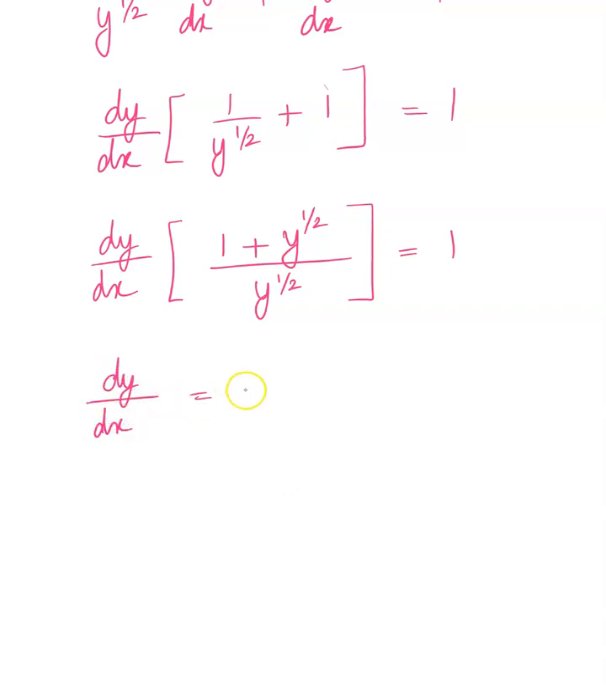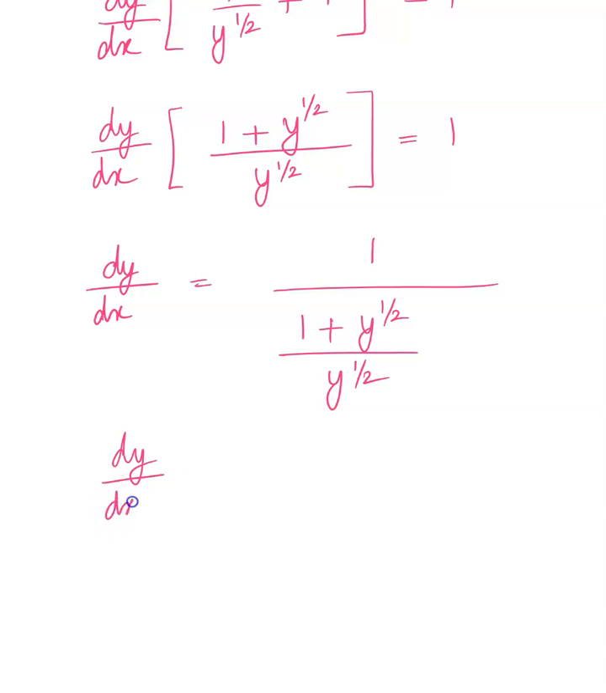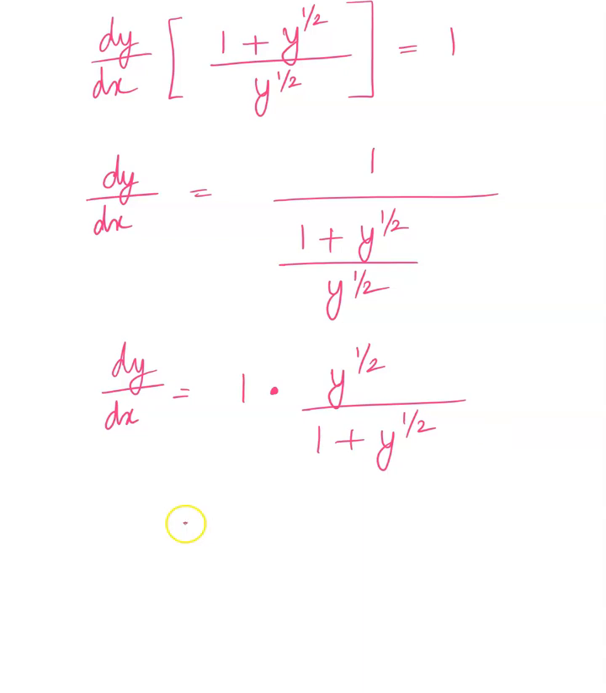Divide both sides by this, so I get 1 over 1 plus y power half over y power half. Right? I'm slowly weaning you off of too many steps. So I want you to see that what I did, to get dy over dx, was divide both sides by this entire expression. You have a complex fraction. We've seen enough of these now, so we know what to do. Times y power half over 1 plus y power half. So dy over dx is y power half over 1 plus y power half.